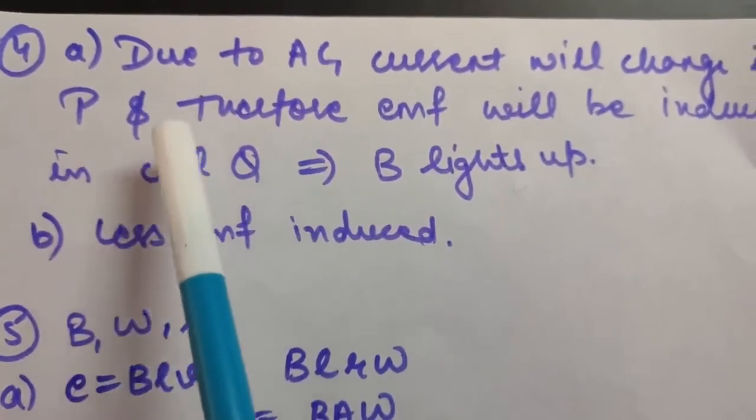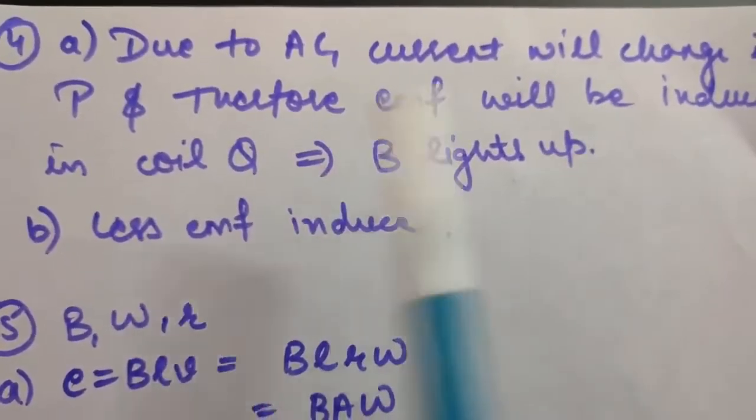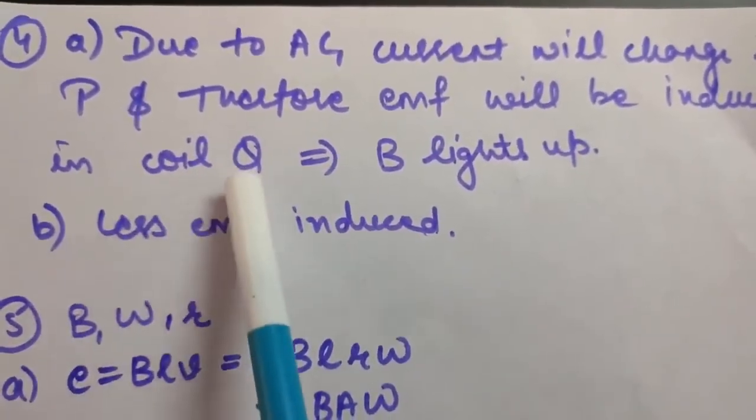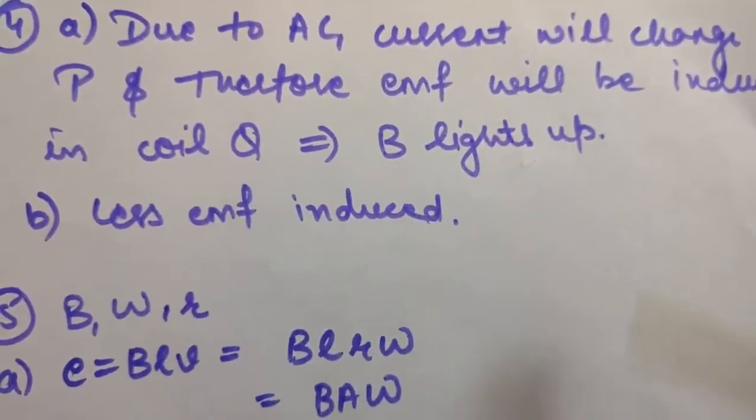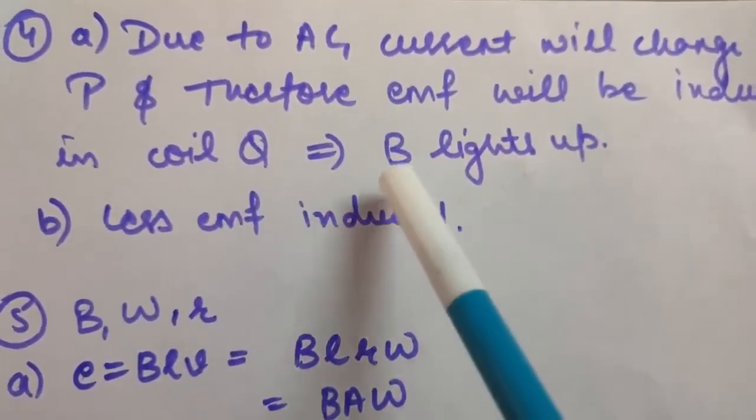If current will keep changing in P, therefore EMF will be induced in coil Q due to mutual inductance, and therefore due to that induced EMF, bulb B will light up.